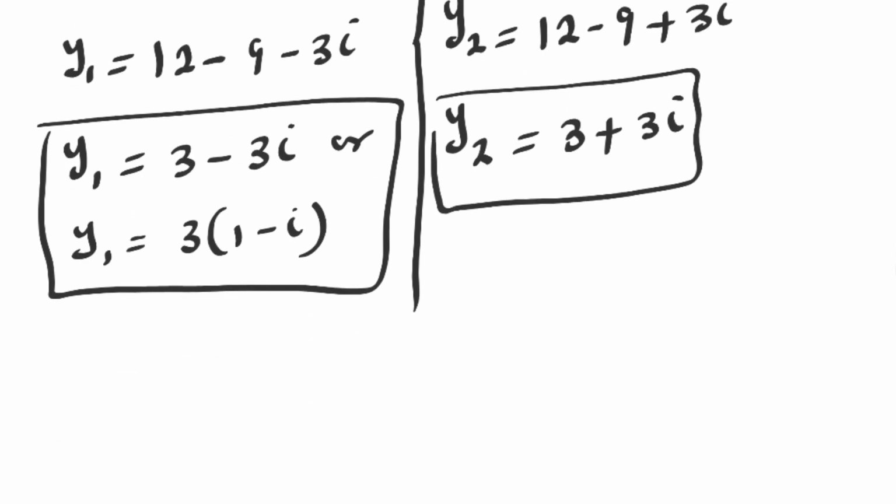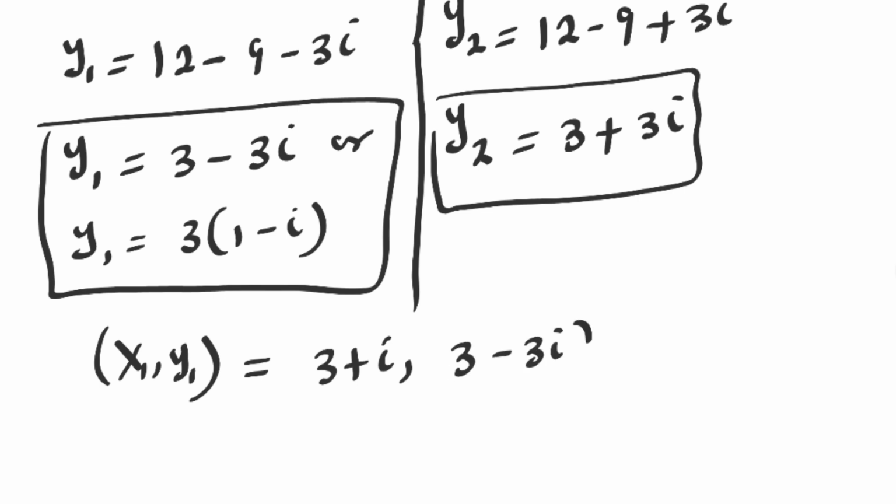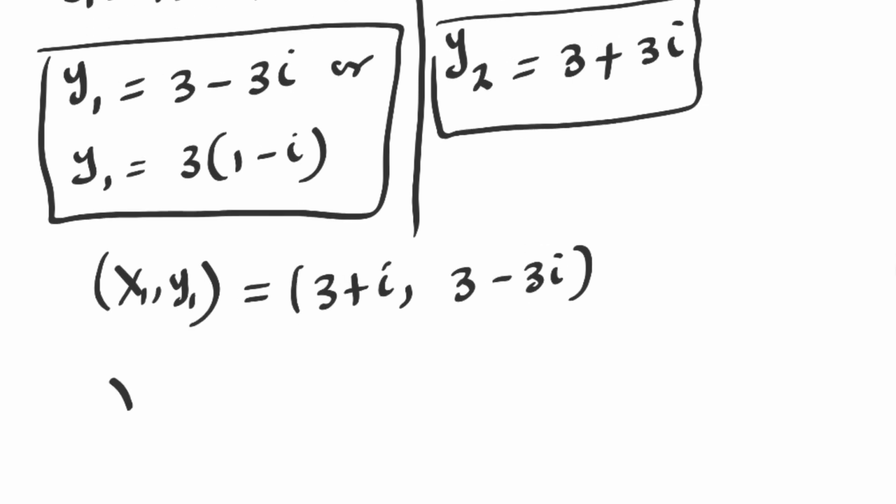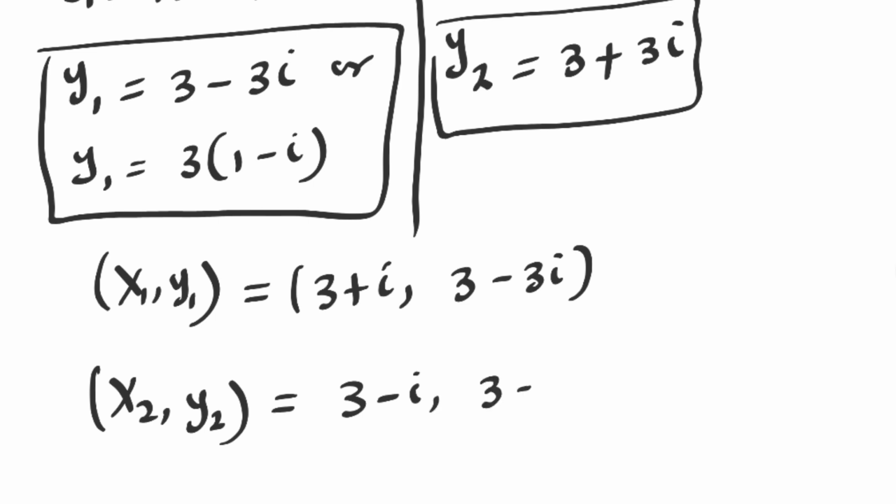Therefore, our final answers are x1, y1 is equal to 3 plus i, 3 minus 3i. Then x2, y2 is equal to 3 minus i, 3 plus 3i.